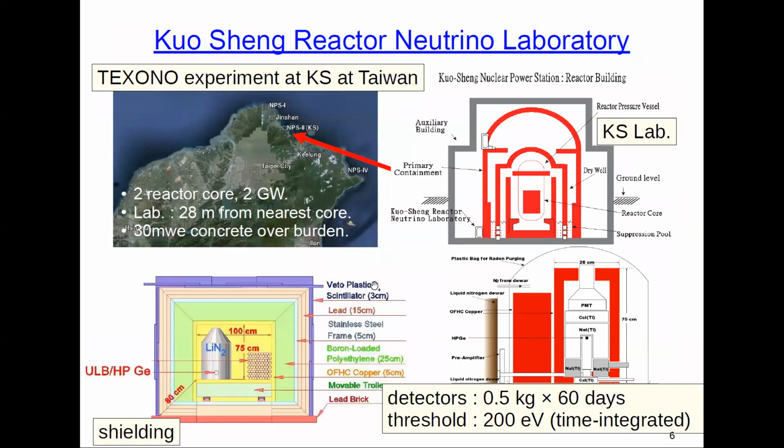So, for the TEXONO experiment, this is located in Taiwan at a power plant, and the detector is 28 meters from the nearest reactor core. Showing here is the shielding configuration. At the outer layer is the plastic scintillator, and there's lead, there's copper, and this is how the detector looks like. It is also covered by a sodium iodide detector. The data we show in this report is of 500 gram with 60 days of data taking. The threshold is 200 eV.